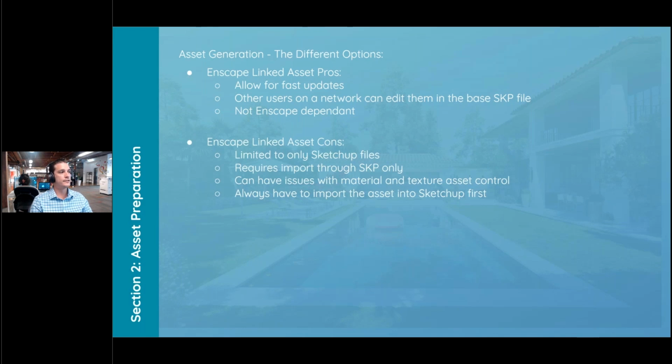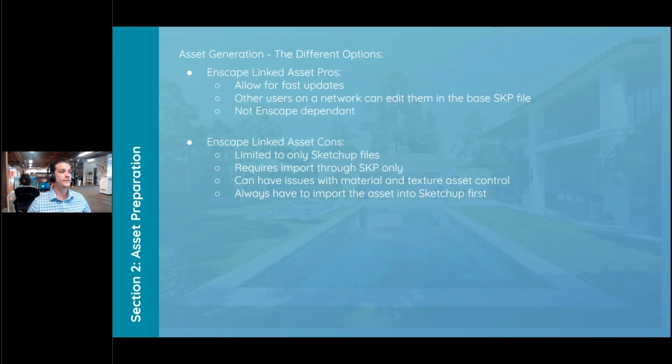Now, the cons on this are it's limited to only SketchUp files, so you can't do this with an OBJ, FBX. You can't just load in any custom asset. It requires an import into SketchUp, which is what I was showing you in 3ds Max. And it can have issues with materials and textures and asset control when you're in a model. If somebody changes that 3D model, moves it, it can break everything and cause a lot of headache and struggle later on down the line.